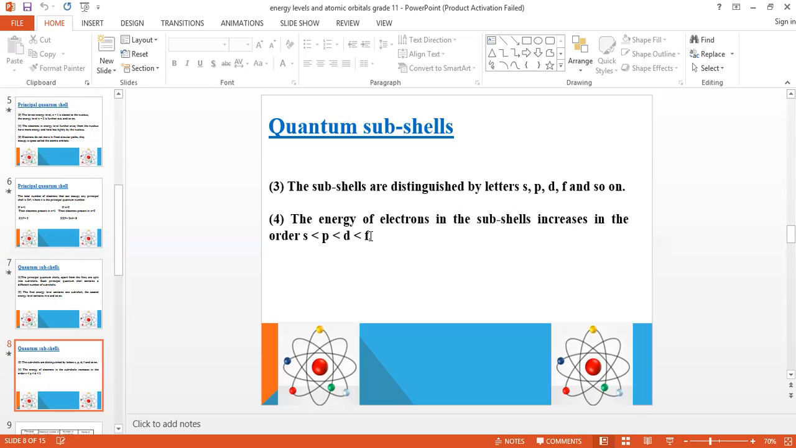Any question till now, till this section? Step by step, because you need to learn these things again in grade 12. So if you are perfect now, in grade 12 you can just revise and go fast.